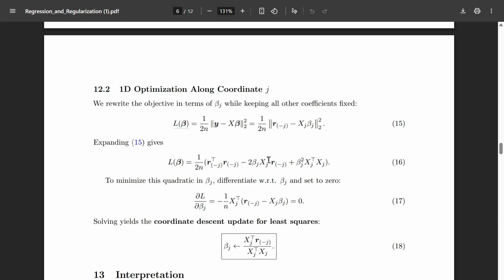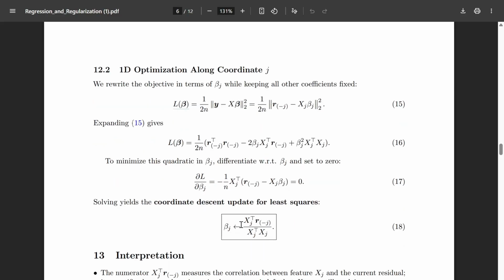And once we do that, because this entire thing is just dependent on beta j, and r minus j is a constant, the r minus j comes out, and once we do the differentiation, it comes out as minus 1 by n xj transpose r minus j minus xj beta j, and from here you get beta j as xj transpose r minus j by xj transpose xj. So this is a closed form solution for OLS, ordinary least squares. This is a closed form solution for one particular parameter.